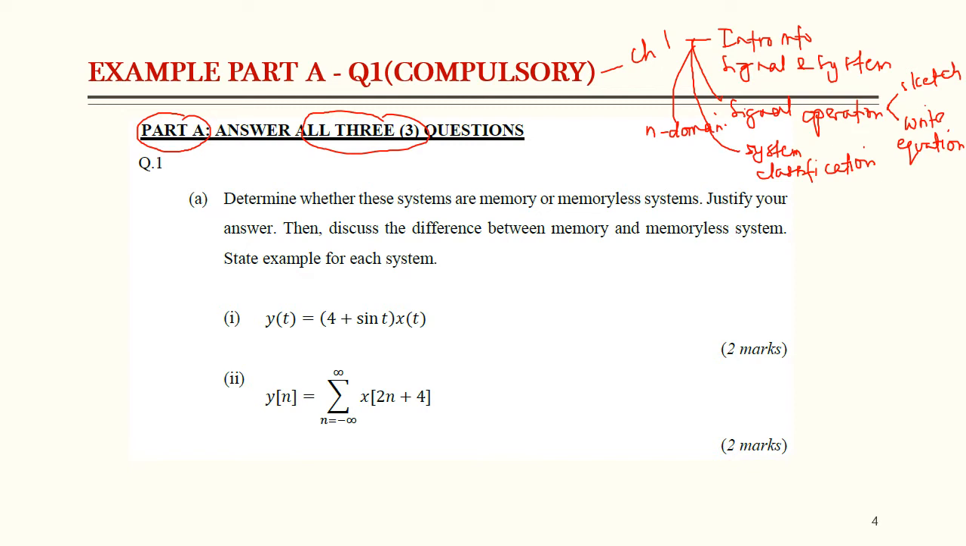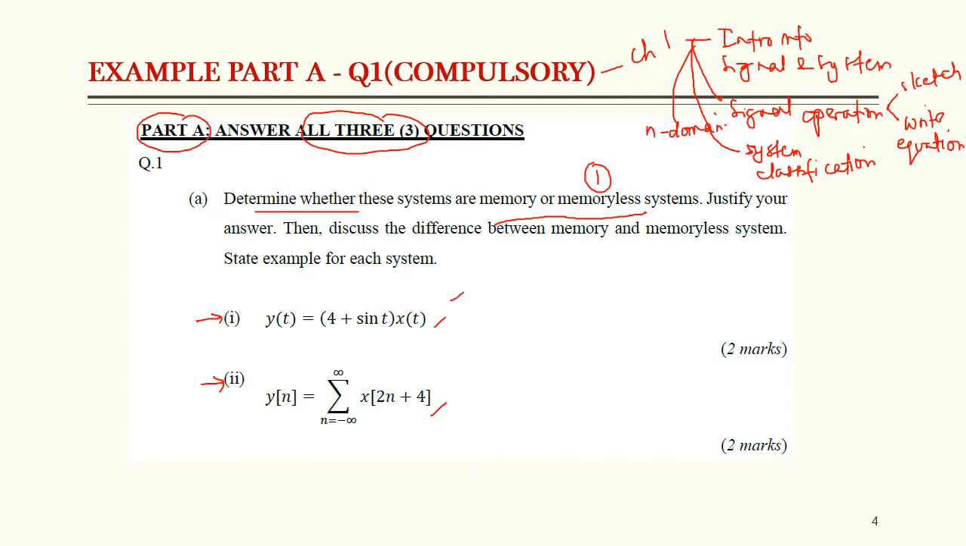So the first one, determine whether this system is memory or memoryless. So this is the first question you need to answer. Based on the following, you have 2 sub questions. So you need to determine whether this equation is memory or memoryless, and also the second one. Right, so how to prove or how to show whether it's memory or memoryless?